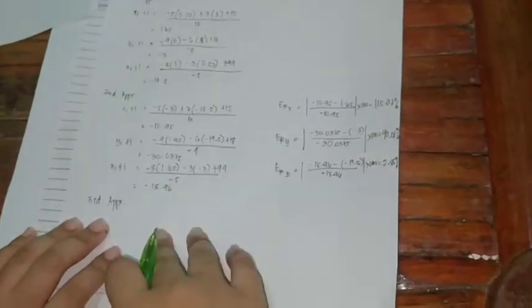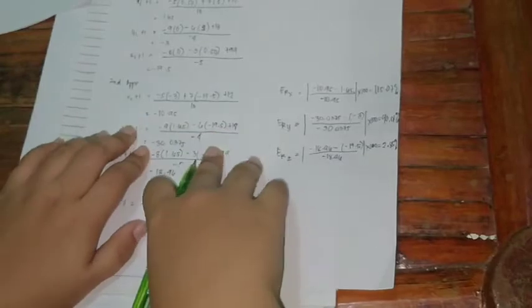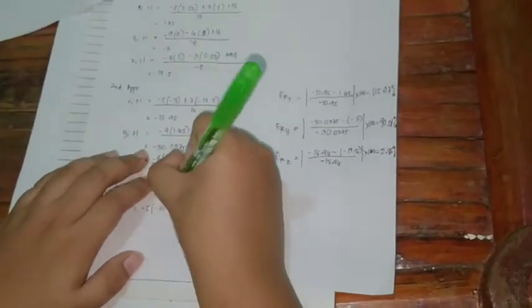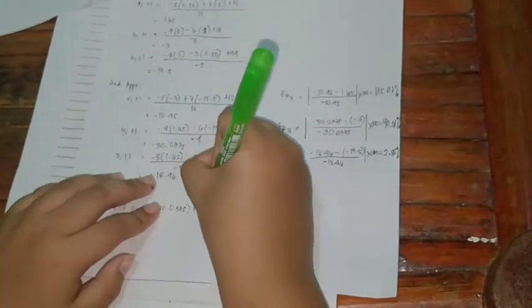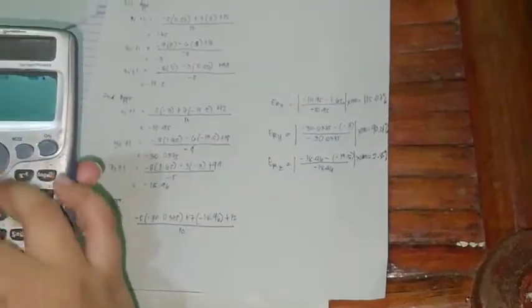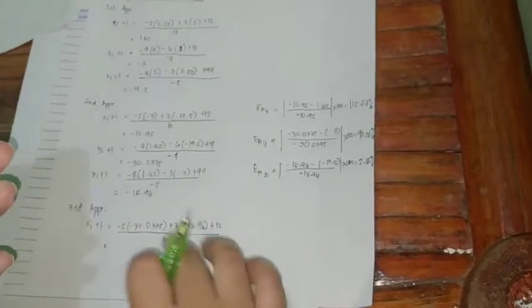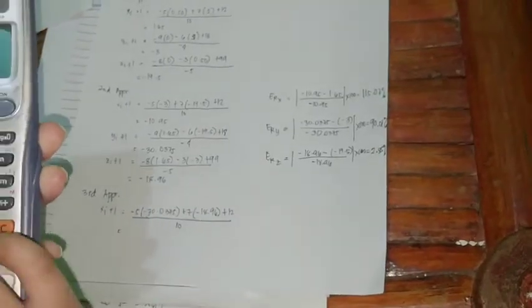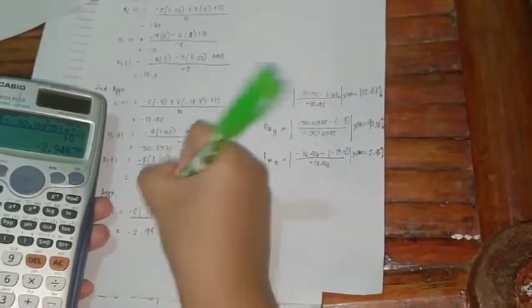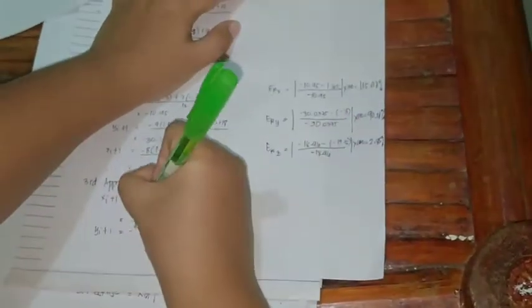So on the third iteration, again, x sub i+1 is equal to negative 5 times the new value of y, which is negative 30.0375, plus 7z, which is negative 18.96, plus 12, divided by 10. So we have negative 5 times negative 30.0375 plus 7 times negative 18.96 plus 12, divided by 10, so we have negative 2.947.